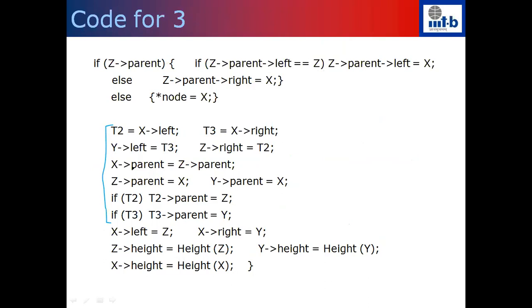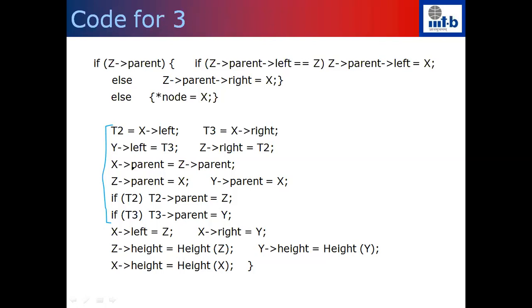So in summary, when you want to do the rotation with respect to z, first you find x and y nodes. Then when you find x and y nodes, you can figure out which of the four cases you are going to fall into. Once you know which of the four cases, you just have to implement these pointer changes.